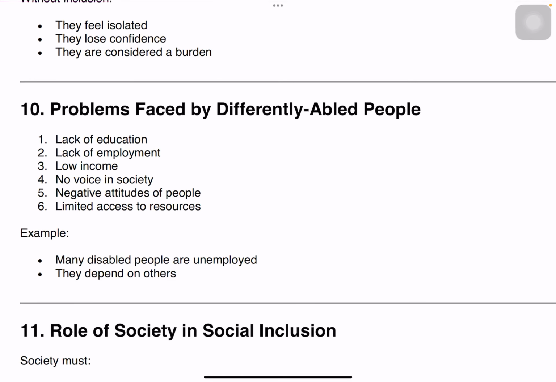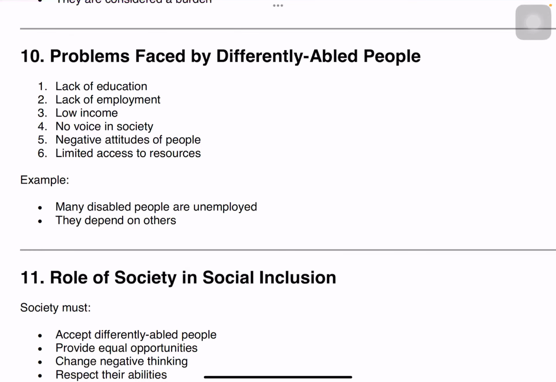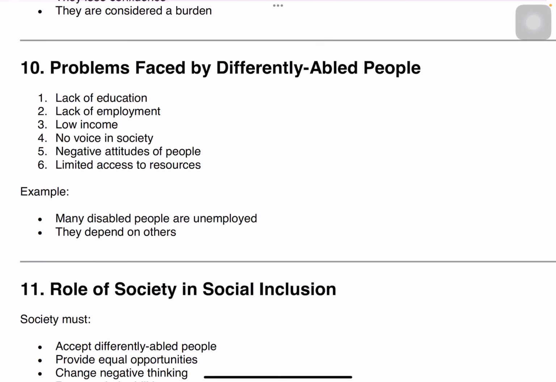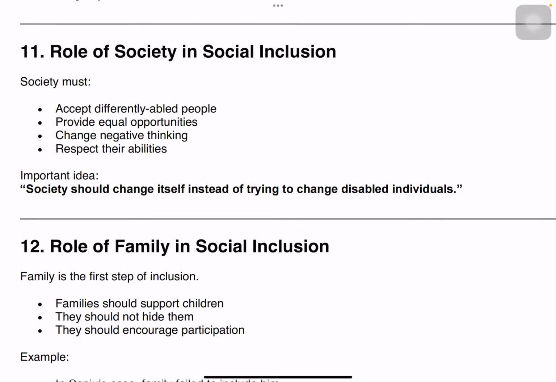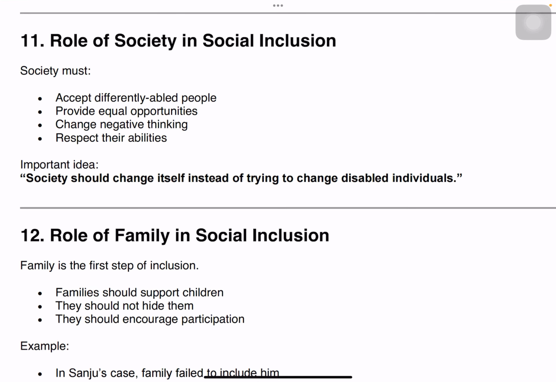Problems faced by differently abled people: lack of education, lack of employment, low income, no voice in society, negative attitudes of people, limited access to resources. Example: many disabled people are unemployed, they depend on others. Role of society in social inclusion: society must accept differently abled people, provide equal opportunities, change negative thinking, respect their abilities. Important idea: society should change itself instead of trying to change disabled individuals.